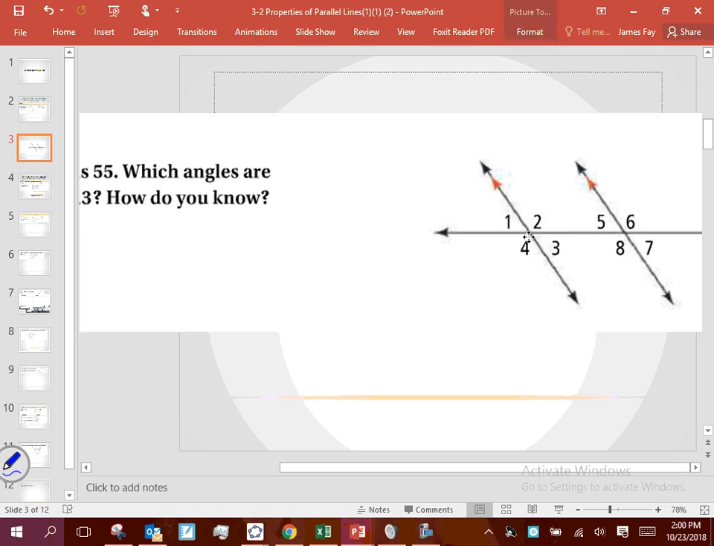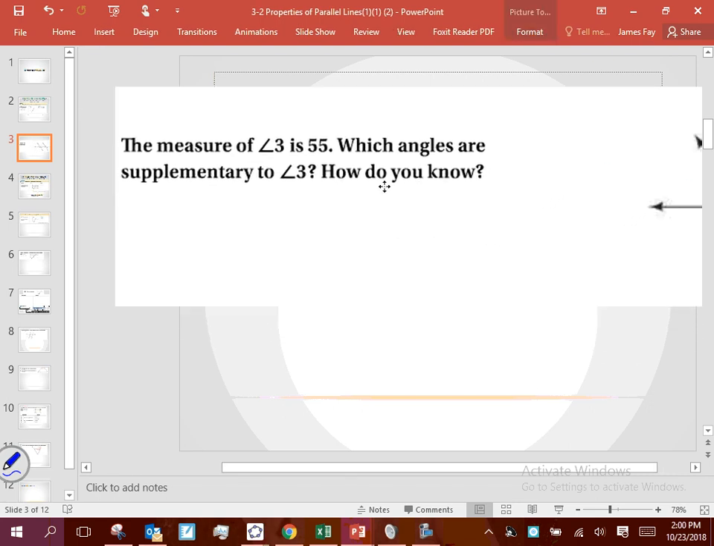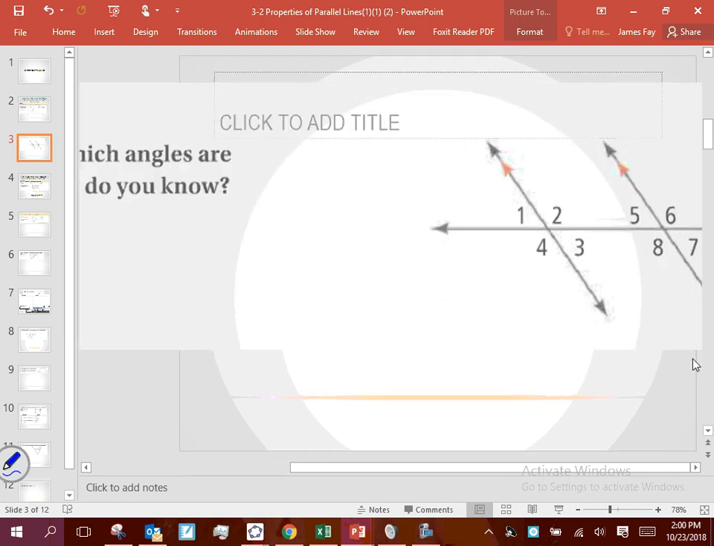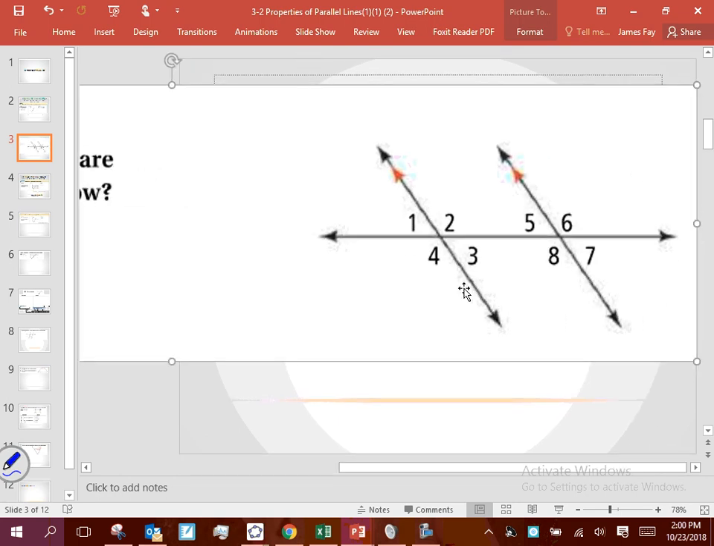All right, so this question tells me measure of angle 3 is 55 degrees. If measure of angle 3 is 55 degrees, we should be able to work through this problem, provided that we know something about these lines. This little notation right here, what do you guys think that notation in those lines means? It means the lines are parallel. Okay.